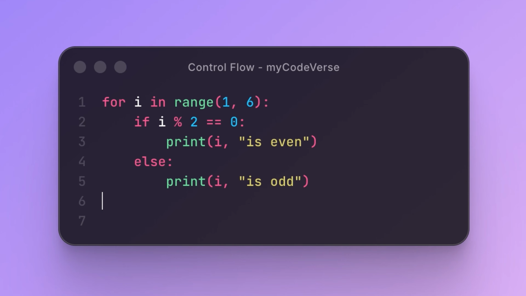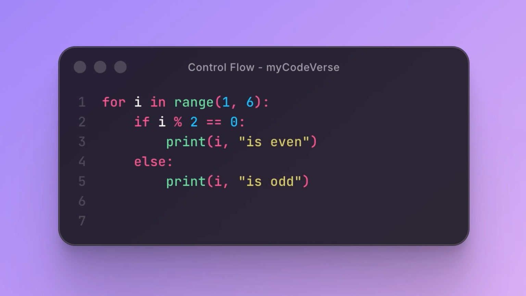Now notice something. Inside loops, we're still using if and else. That's control flow inside control flow. Python is always deciding, should I run this? Should I skip this? Should I stop completely? Same rules, just repeated.